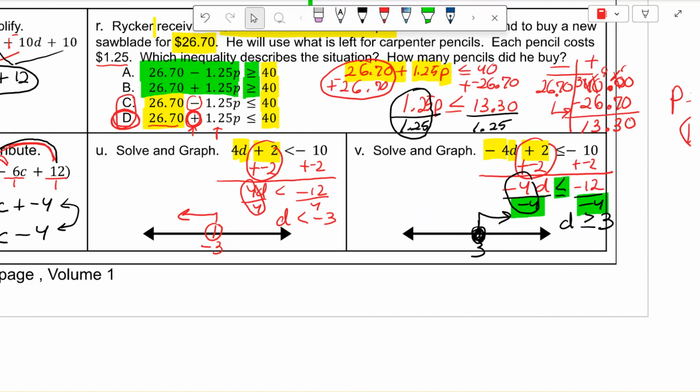All right, and here's the last one, V. The problems look very similar to each other. They do have different inequality signs, this one and this one. Those are different. And this 4 was a positive, and this 4 was a negative. And look what happened. Because we had to divide both sides by a negative, the sign reversed. So make sure you're watching for that.